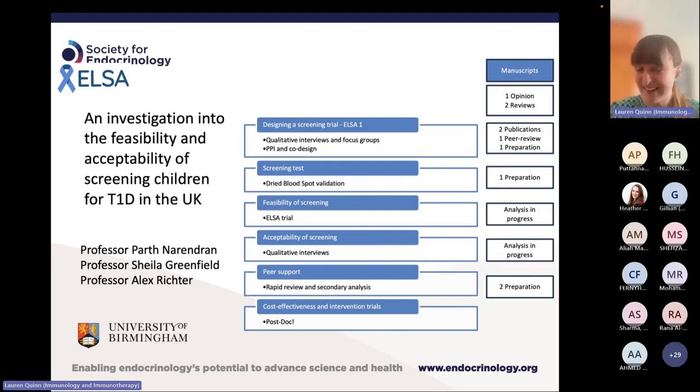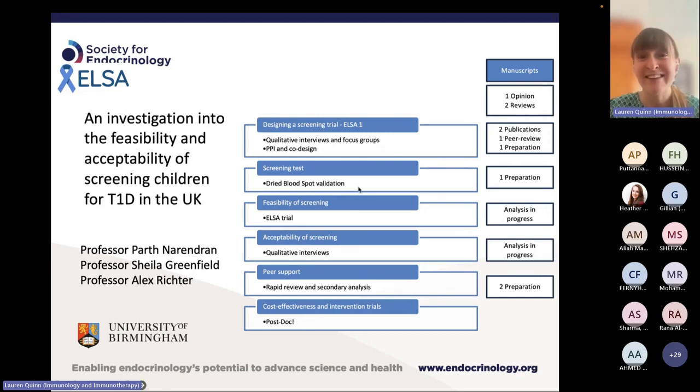So it's a lot of pieces of work that are coming together, and I hope will continue beyond my PhD. But firstly, it was about speaking to patients, parents, and stakeholders about what they wanted from a screening program. So this kind of co-design and patient and public involvement. And this was impactful because it changed the design of the ELSA study. And this work has gone on to be published in peer-reviewed journals.